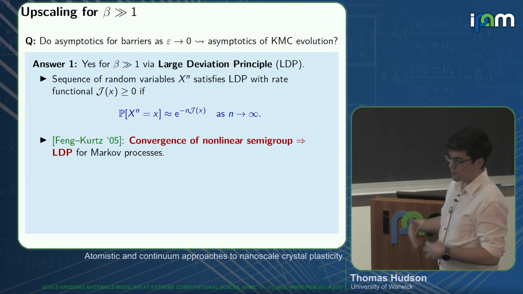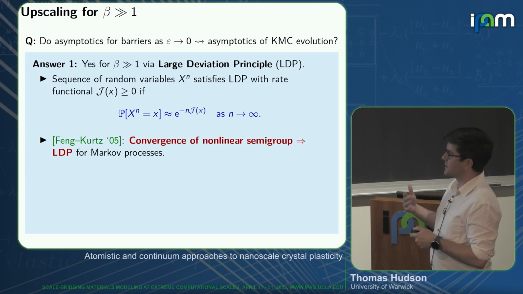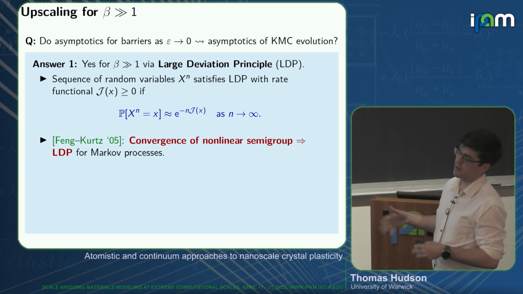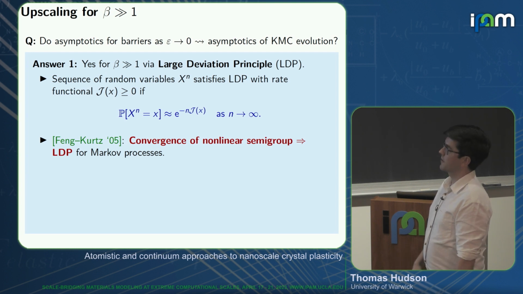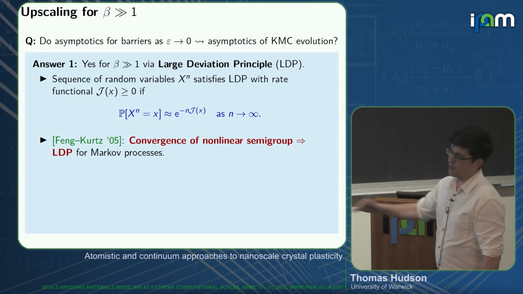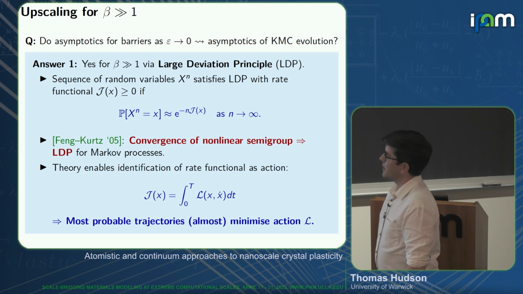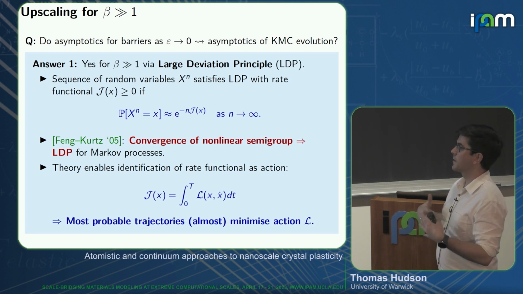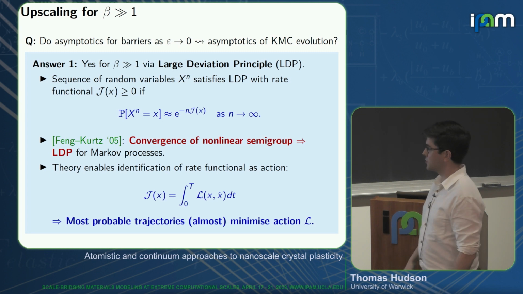So you have some semi-group that generates a lot of these processes, and there's a certain kind of nonlinear semi-group that you can form, and if you have a convergence of these nonlinear semi-groups, then that automatically gives you large deviations principles. That's what the theory that Feng and Kurtz developed says. So if you can use that theory, then you can prove one of these things kind of automatically. The nice thing about how they do this is that the nonlinear semigroup allows you to basically characterize the rate functional in a lot of situations.